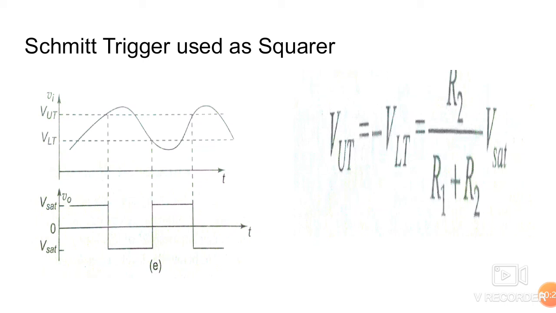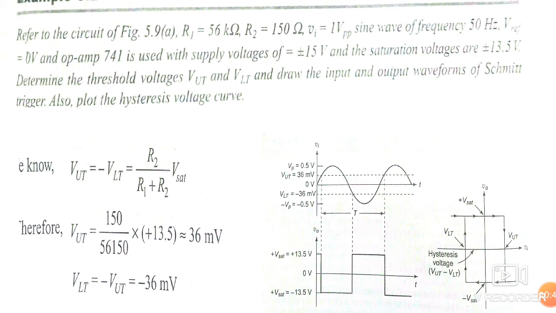In this case, VUT and VLT are equal and opposite in sign, and that is given as R2 upon R1 plus R2 into Vsat. So VUT is equal to minus VLT, equal to Vsat upon R1 plus R2 into R2. So based on this, we can solve one numerical problem here.